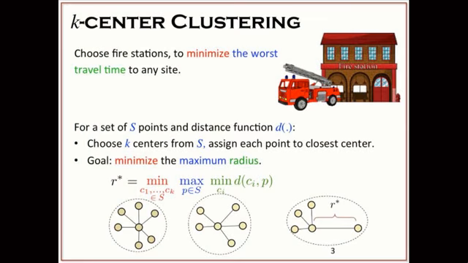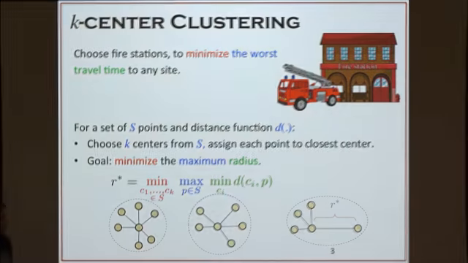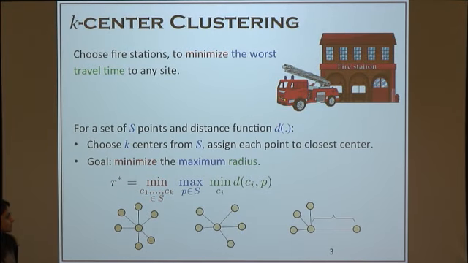As an example, let's have a bunch of points. We're going to assign the centers as the middle points. And R star is really the cost of the largest edge here. The partition that's induced by assigning each point to its closest center is going to be the k-center clustering.